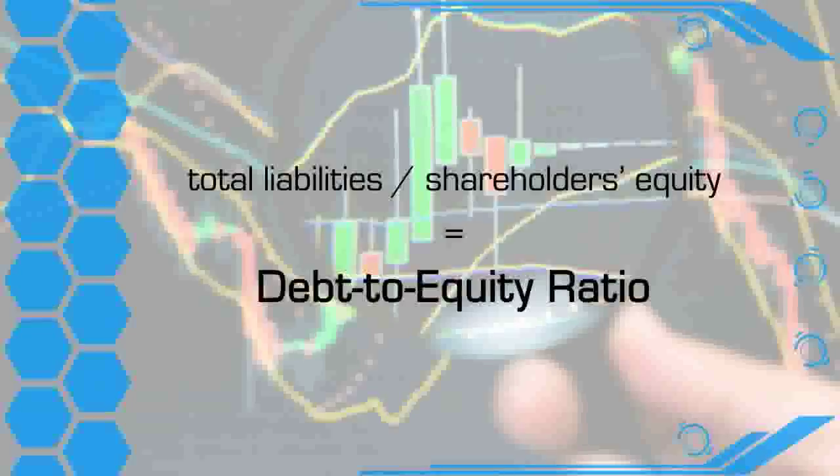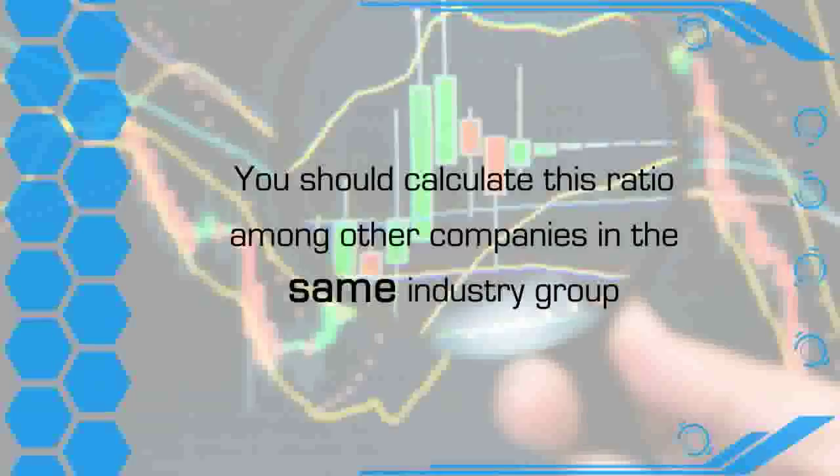Obviously, large, successful companies can tolerate a larger degree of leverage than can a smaller enterprise. You should calculate this ratio among other companies in the same industry group because different industries vary widely in how they finance their operations. Some industries primarily use debt, and others rely more on equity financing.